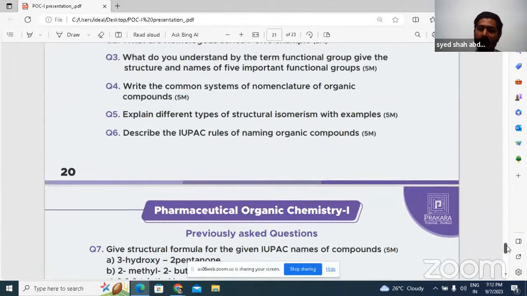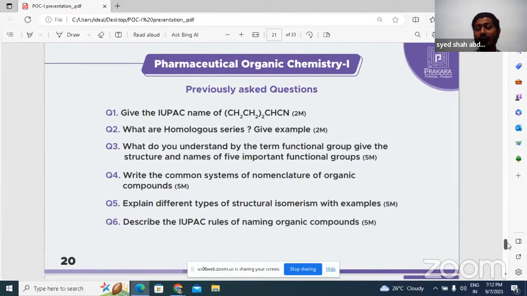Sometimes they might specify a specific type of isomerism. Like it could ask what is geometrical isomerism, give example. Okay, what is E and Z isomerism, give example. Okay, so these are the questions that could be asked in our exams related to this chapter.